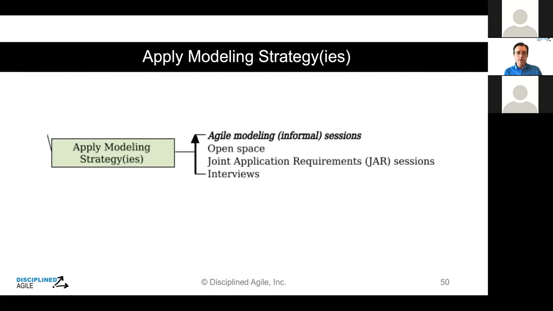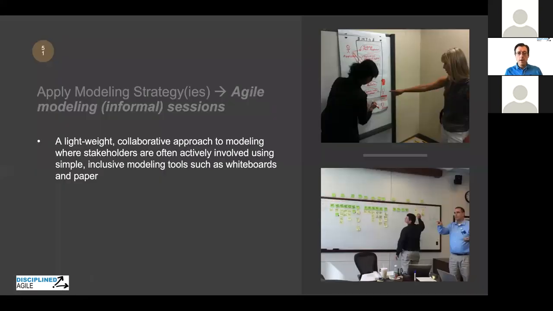Most commonly, we see agile modeling sessions. And here's an example, actually, real life modeling sessions. I referred you to the one on the bottom right. This is in action. And what you see here, the fellow in the blue shirt, Paul, he is the product manager. And the guy at the board is the product owner.